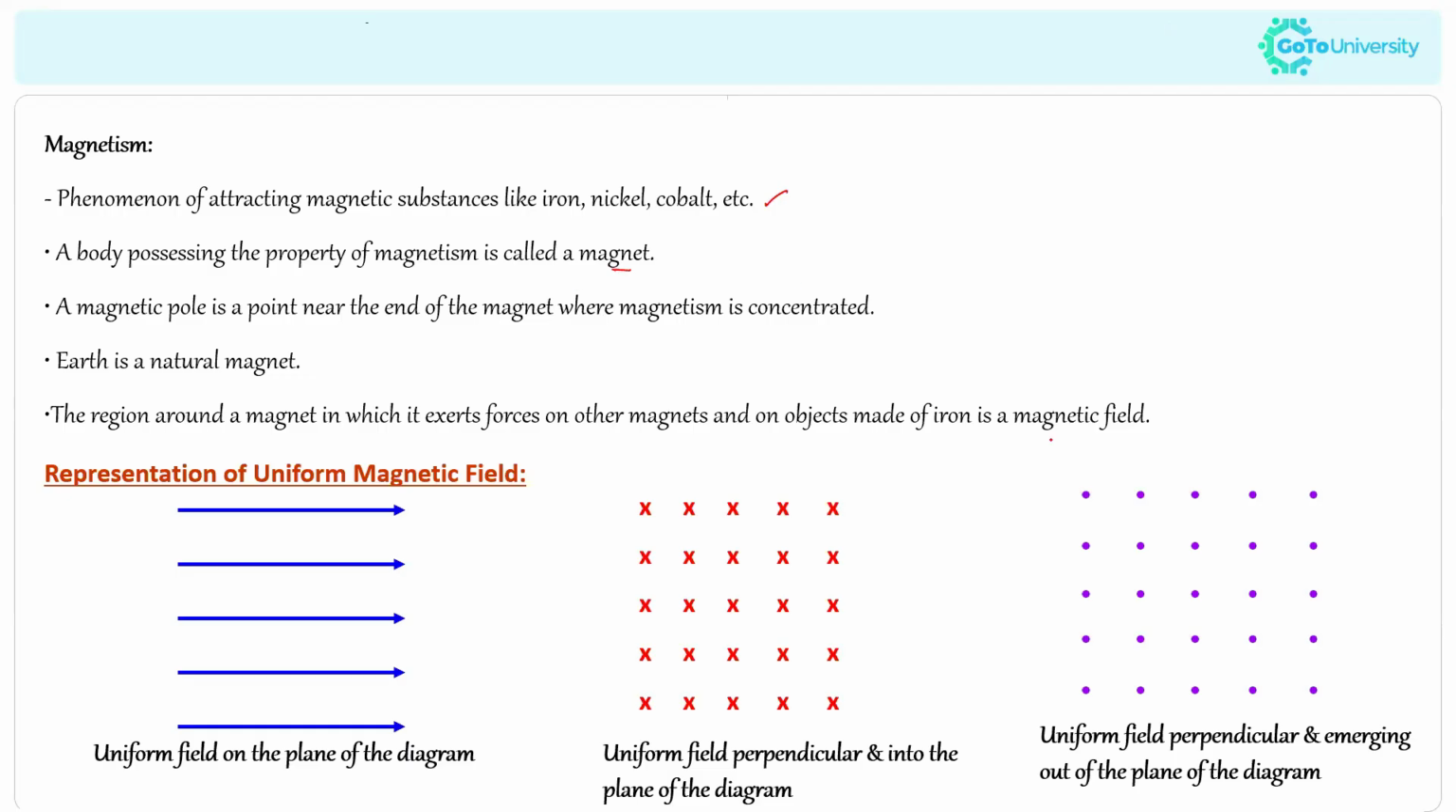So apart from that, we can say the region around a magnet in which it exerts a force on the other magnet and on an object which is made up of iron is a magnetic field, right? Just like how we represent the electric field by using electric lines, in the case of the magnetic field also, we will use magnetic lines to represent the magnetic field strength. So it's known that the magnetic field lines always start from north and end at south.